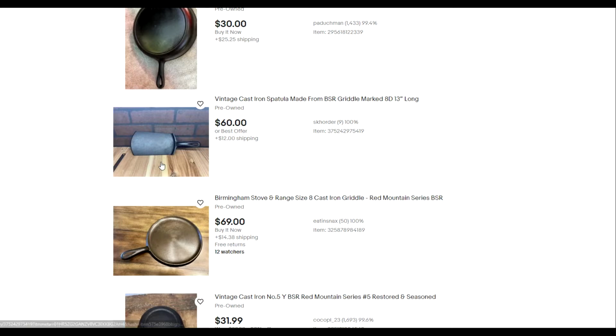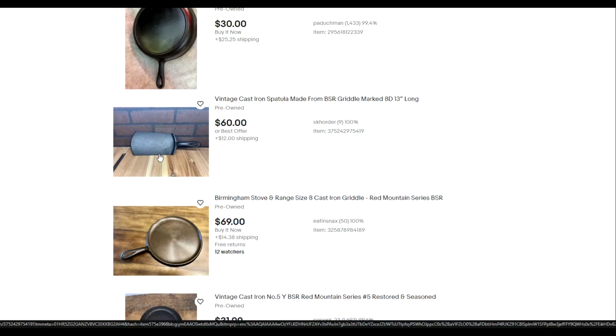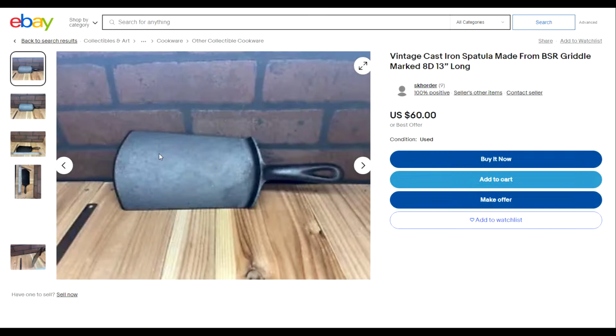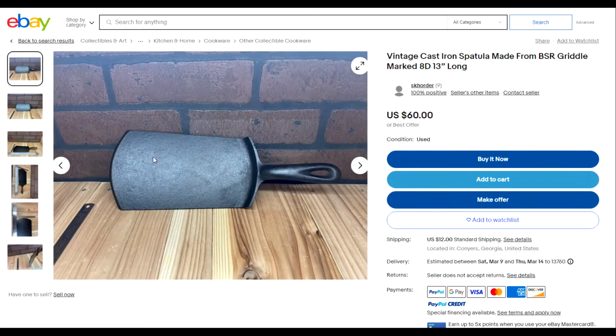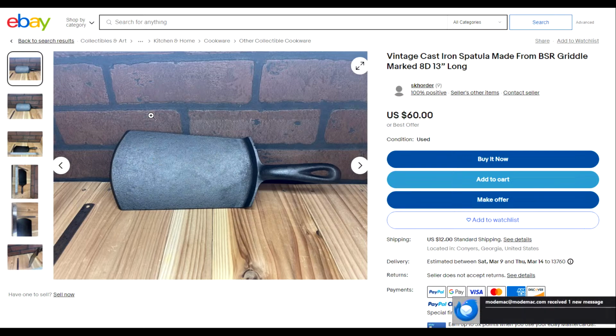Okay. Oh, look, a spatula. Oh, yeah, and that's the other thing. You know, people these days, they seem to be selling these spatulas for more than the cost of the pans themselves. So, yeah. Oh, crap.